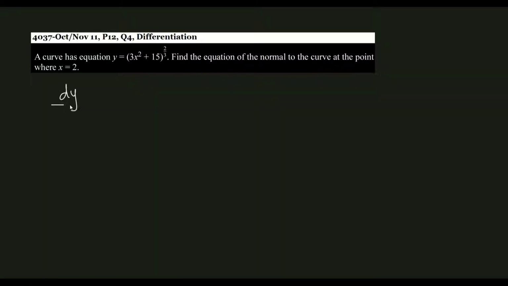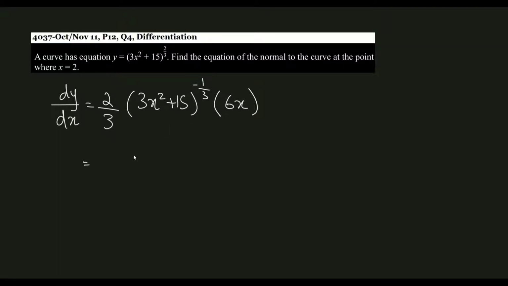So dy/dx would be, first we'll differentiate the outside of the bracket. So this will be 2/3 (3x² + 15), I will reduce the power, so this will be minus 1/3, and then multiplied by the derivative of the inside of the bracket, so this will be just 6x. Okay, so this will be 12x over (3x² + 15)^(1/3).